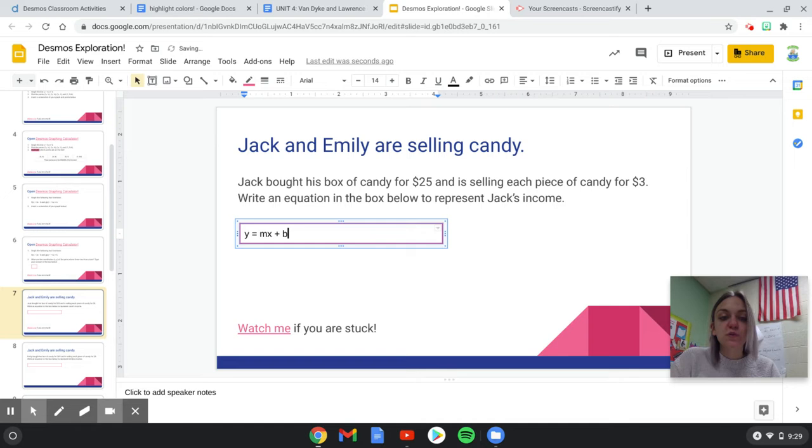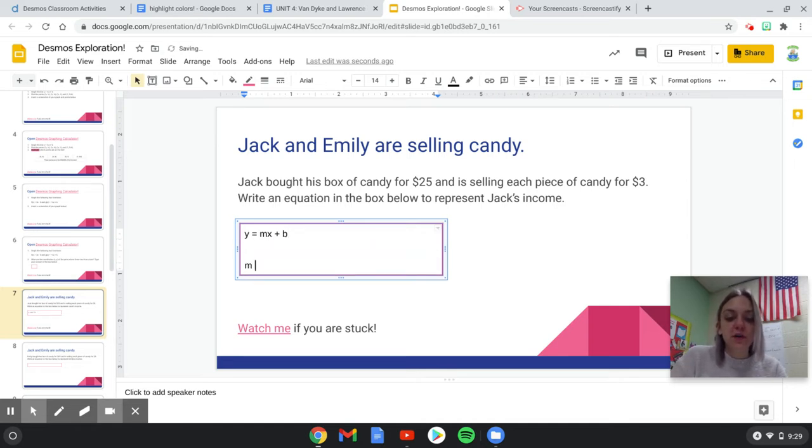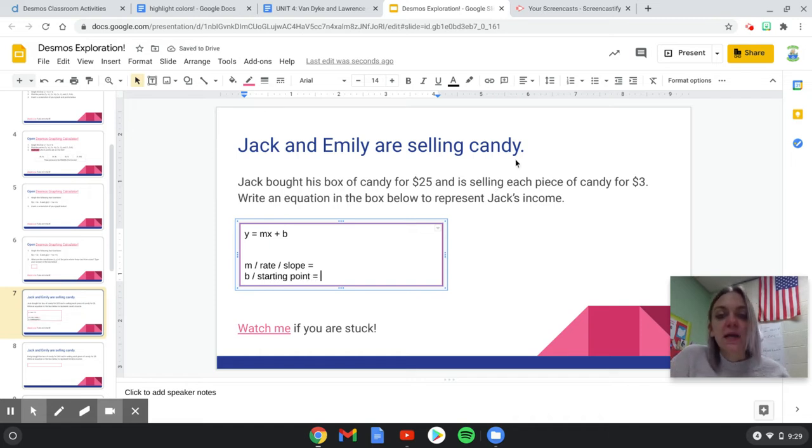So I know that I'm going to have to use y equals mx plus b somehow. I need to find what my m is, or my rate, or my slope. They all mean the same thing. And I need to find what b is, which is my starting point. So if I'm looking, he bought his box of candy for $25. So that's his initial fee. He pays that one time. He pays $25 one time. And he's selling each piece of candy for $3. So I know that every time he sells his candy, he gets $3.